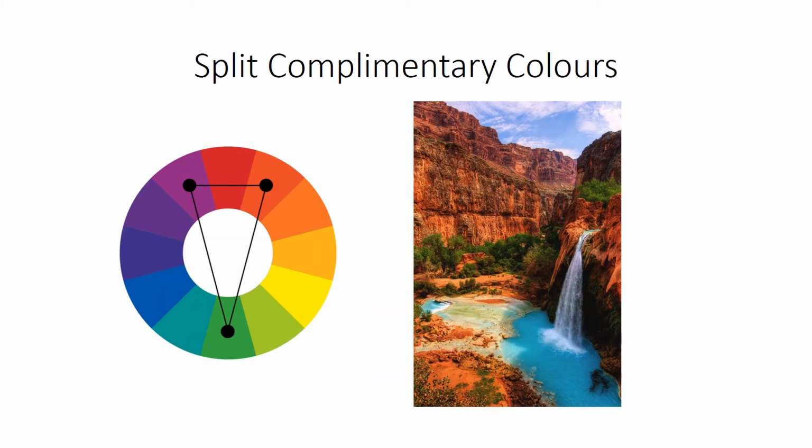Split complementary colours. Split complementary colours is almost the same as complementary colours, except instead of choosing two completely opposite colours, you choose two adjacent colours of one of those colours instead. This still creates a strong visual contrast, but creates less tension than just straight complementary colours. This example image uses orange, blue, and green.